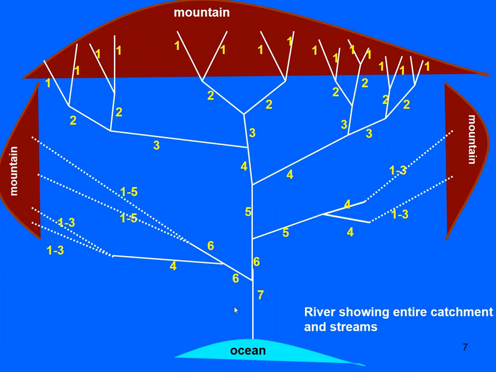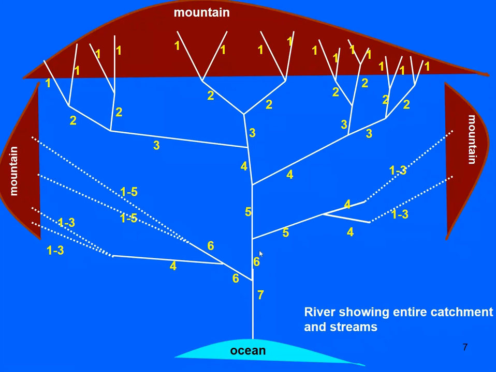And it's only when you get to the 7th order stream, and you can have in reality, with the biggest rivers in the world, when you get to rivers like the Nile and the Amazon, where you can go higher than 7th order. You can have 8th and 9th order streams even. And that then eventually flows into the ocean.